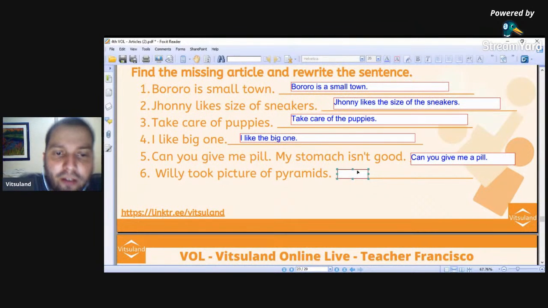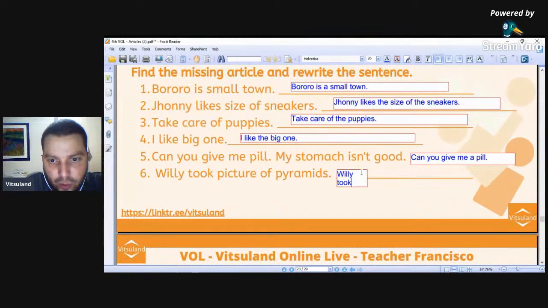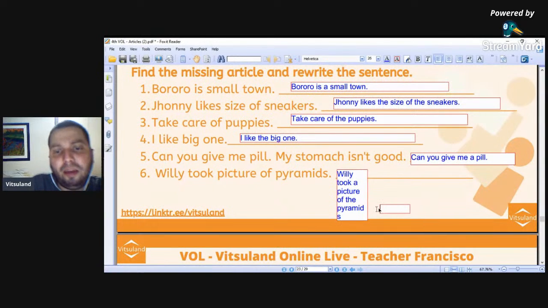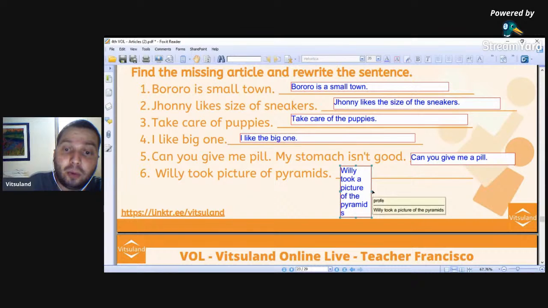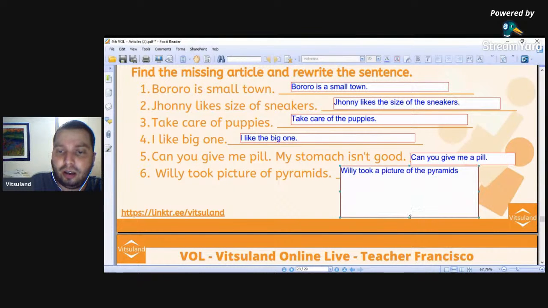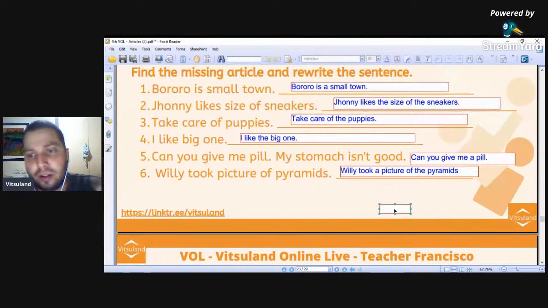Willie took pictures of pyramids. In this case, we need to say Willie took a picture of the pyramids. Because it's a picture, it's not a specific one, but he took a picture of the pyramids. So we are specifying which object or what is the purpose of the picture. Took a picture of the pyramids, right?